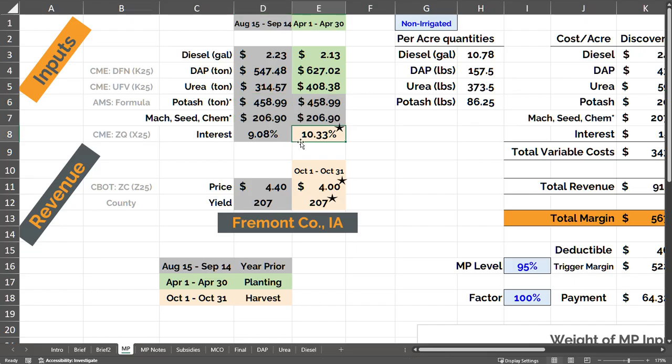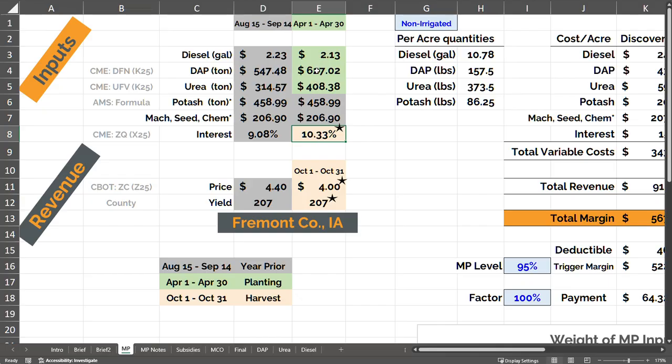Interest is another input. Interest is actually not discovered until October. You'll see these ones down here on the bottom. Interest, and then of course price and yield aren't discovered until harvest. So just like revenue protection, that price component is from October 1st to October 31st, and so is the interest rate. The interest rate is a function of the federal funds rate with like a 6% premium put onto it that they figure as representative of an operating note.